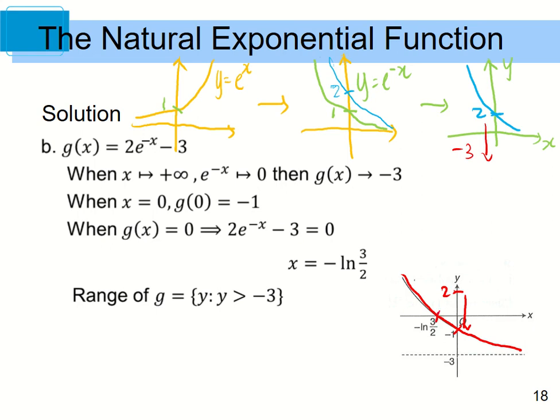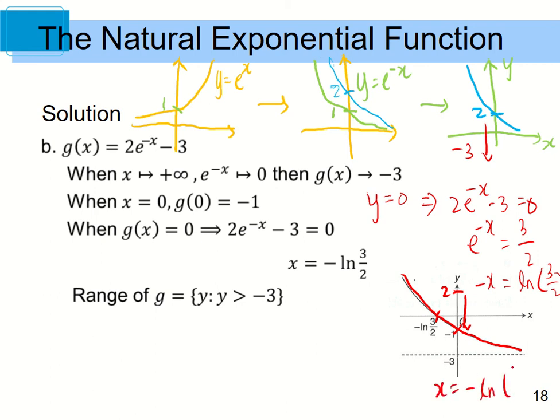So when y equals 0, we have 2e to the power of negative x minus 3 equals 0. And e to the power of negative x is 3 over 2. Bring the ln over here, we have negative x is ln 3 over 2. Therefore, what is x? The x is negative ln 3 over 2. If you want to find the value, you can use a calculator to find the answer here.